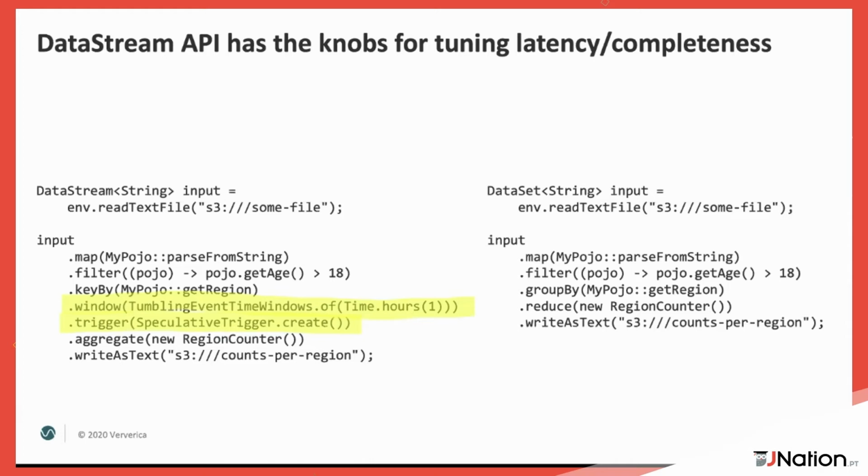But the crucial difference is that the DataStream API provides tuning knobs, or little points where you can control this trade-off between latency and completeness, and where you can control, for example, that I want to have time windows for my aggregation of 1 hour. And the way you do this in the DataStream API is there is this thing called triggers, which specify when we want to produce output.